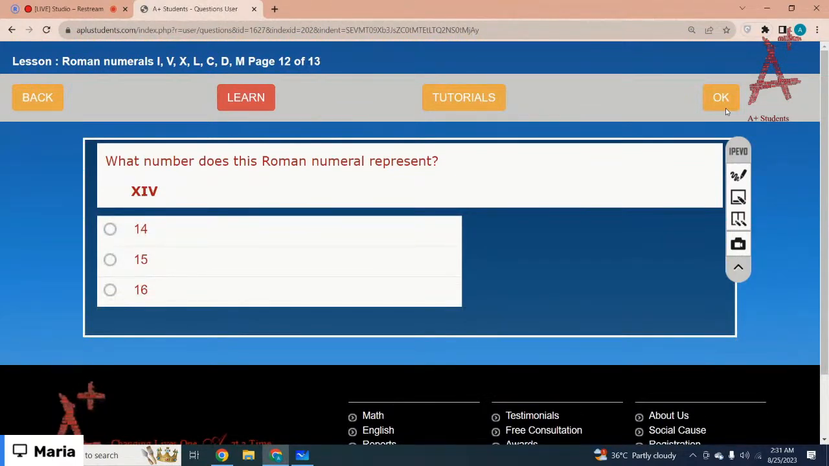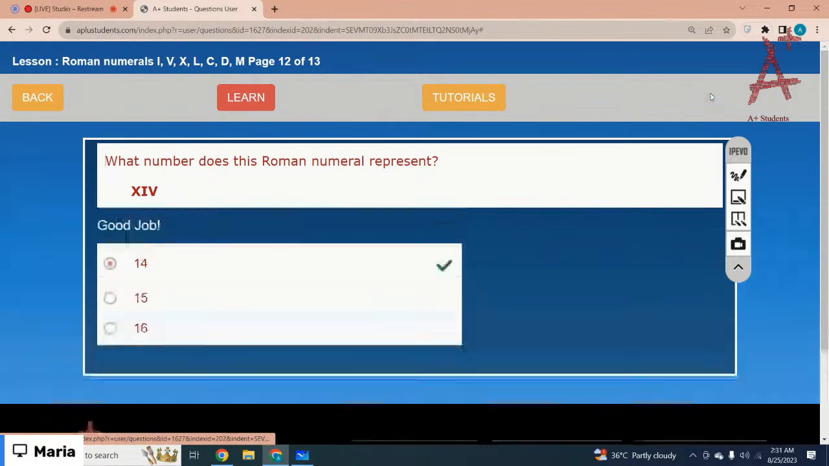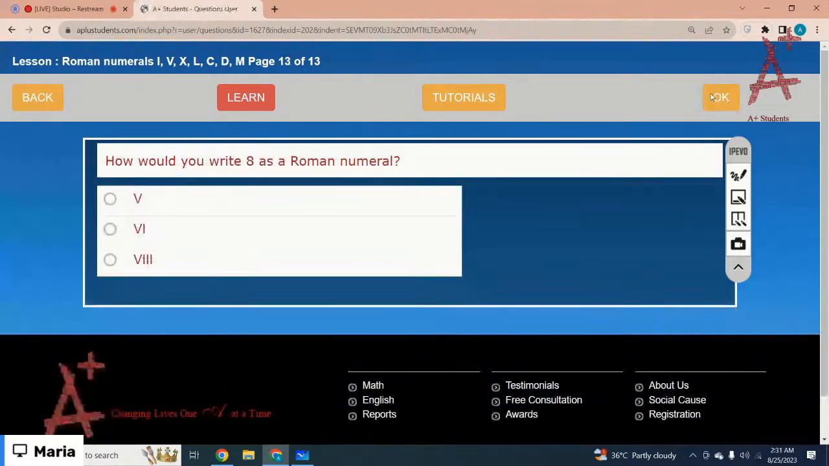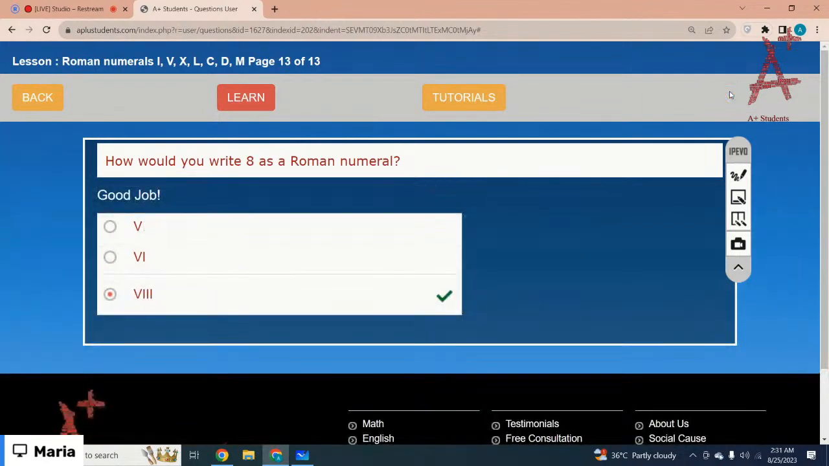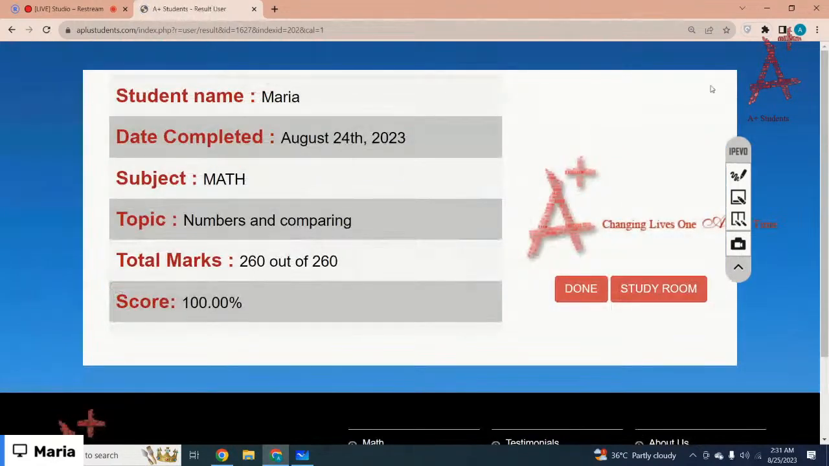What number does the Roman numeral represent? It would be 14. How would you write 8 as a Roman numeral? Which is the correct option? You can write 8 as VIII. Okay, we're done with the lesson. Let's just start with the next one.